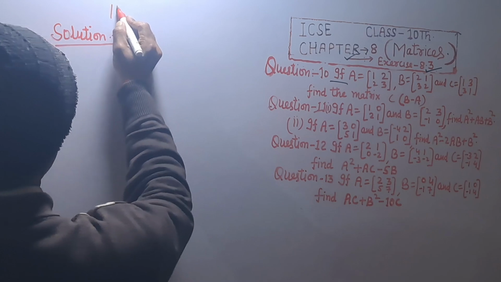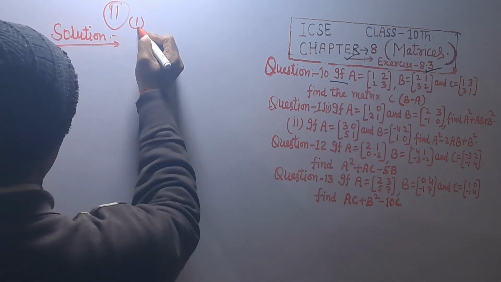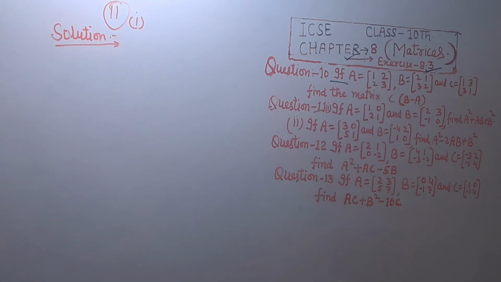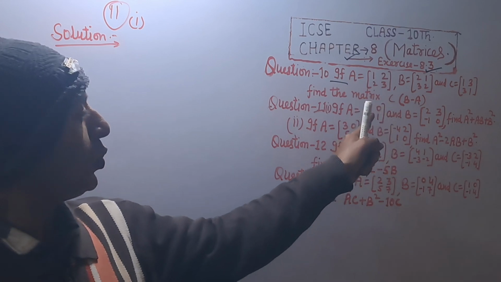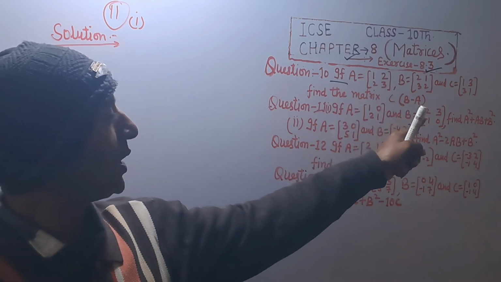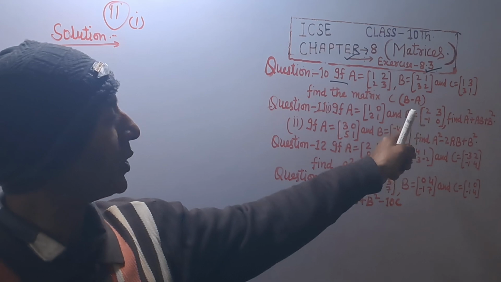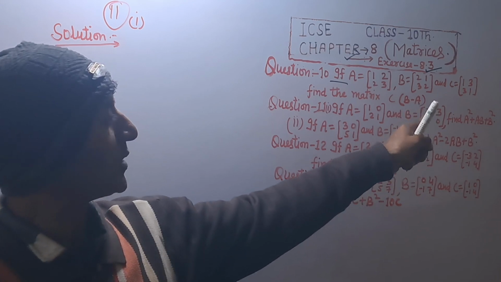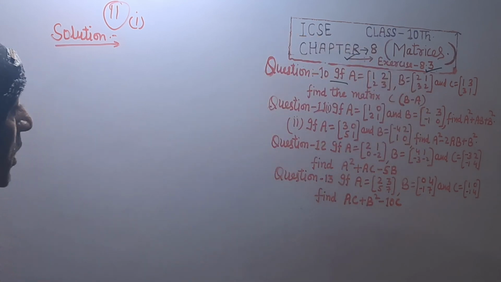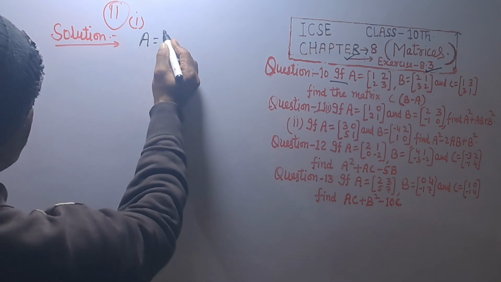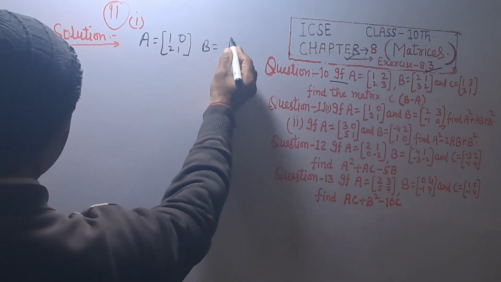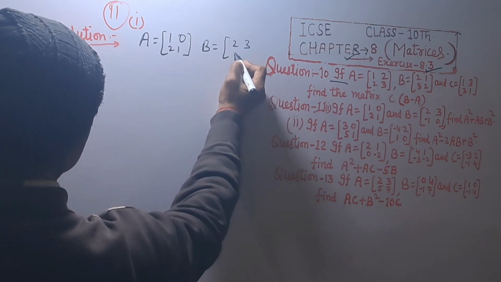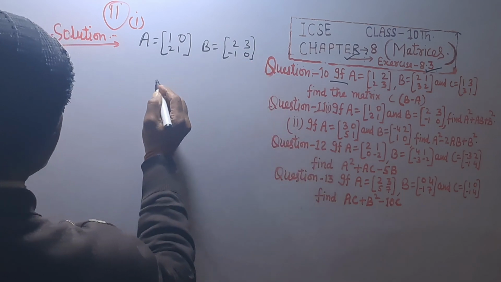Question number 11. First part. If A equal to [1, 0; 2, 1], B equal to [2, 3; -1, 0], find A square plus AB plus B square. First part. Given A is equal to [1, 0; 2, 1] and B is equal to [2, 3; -1, 0].